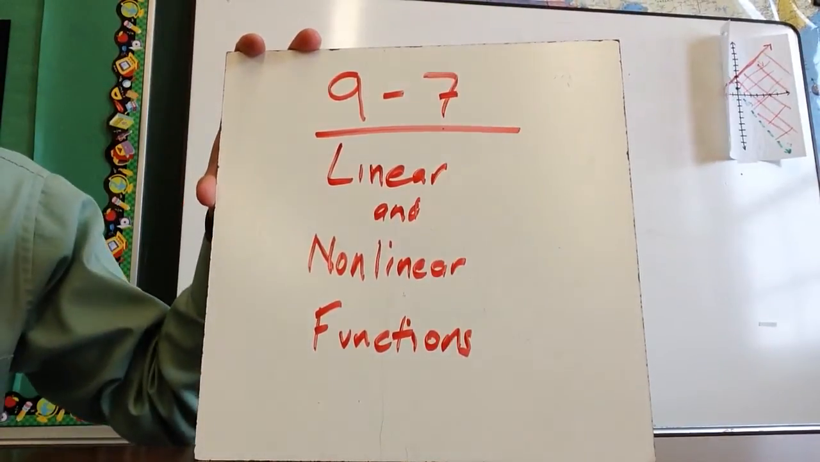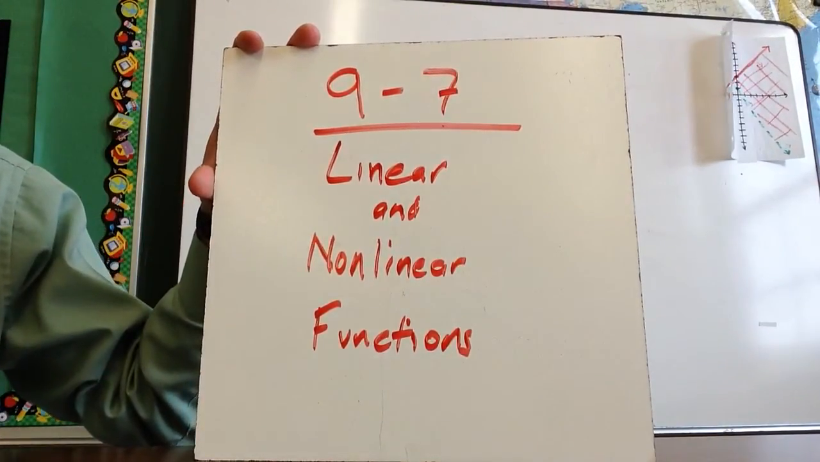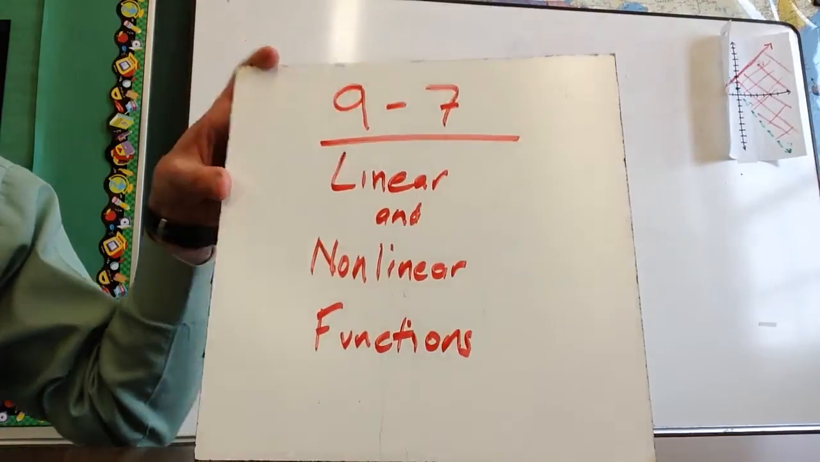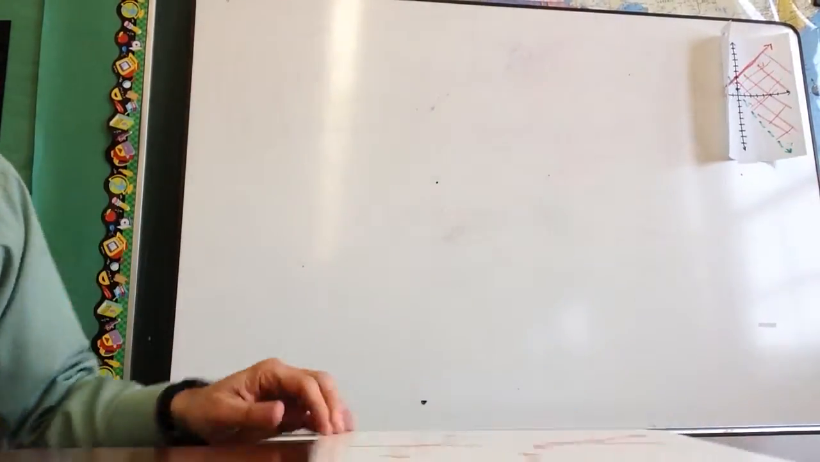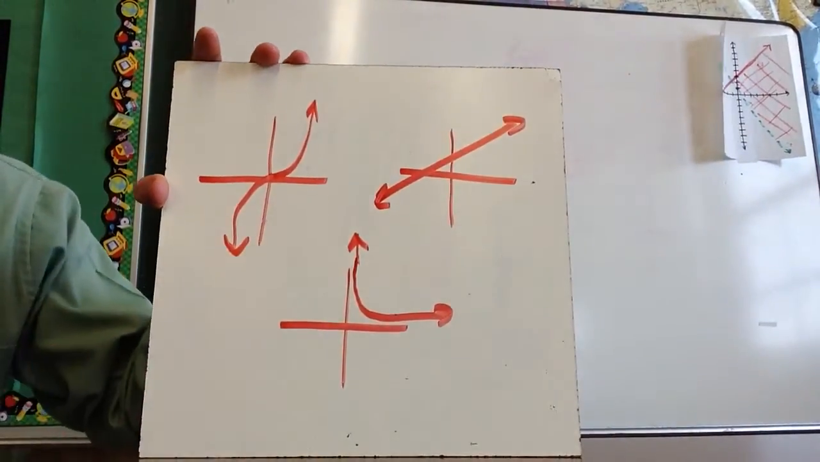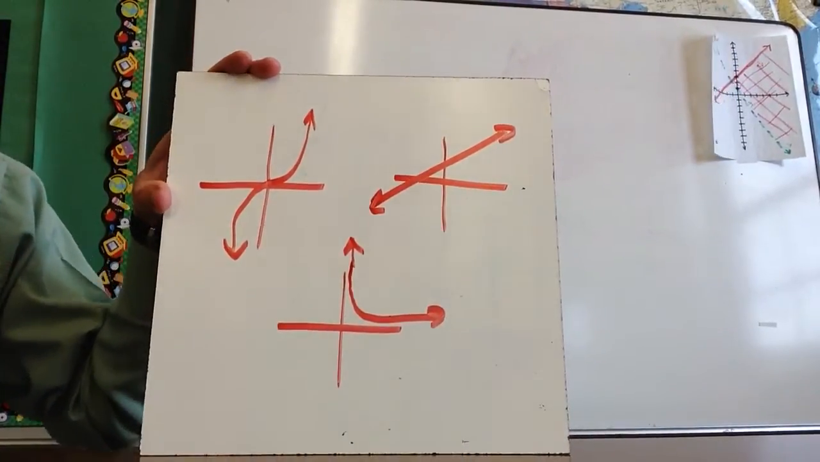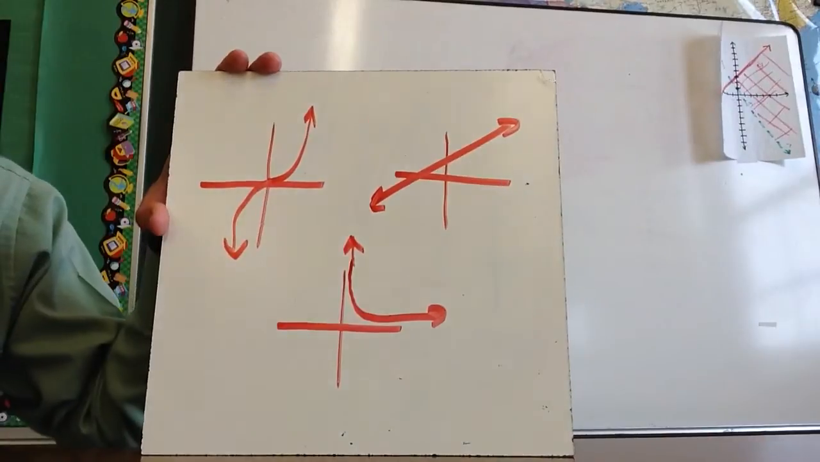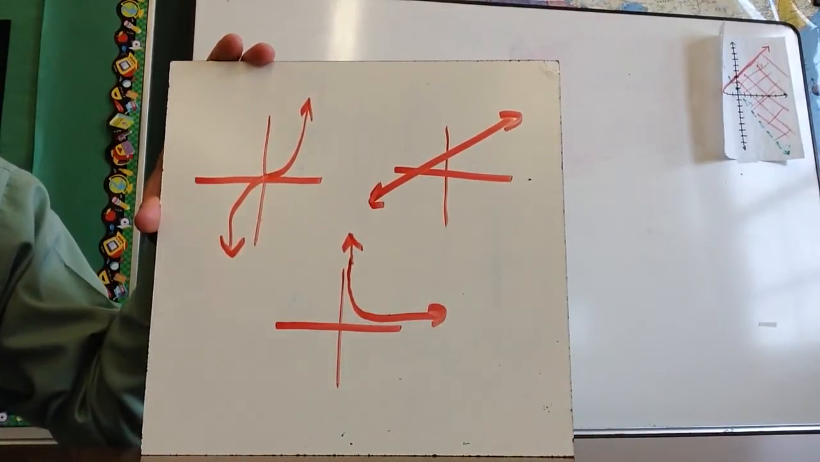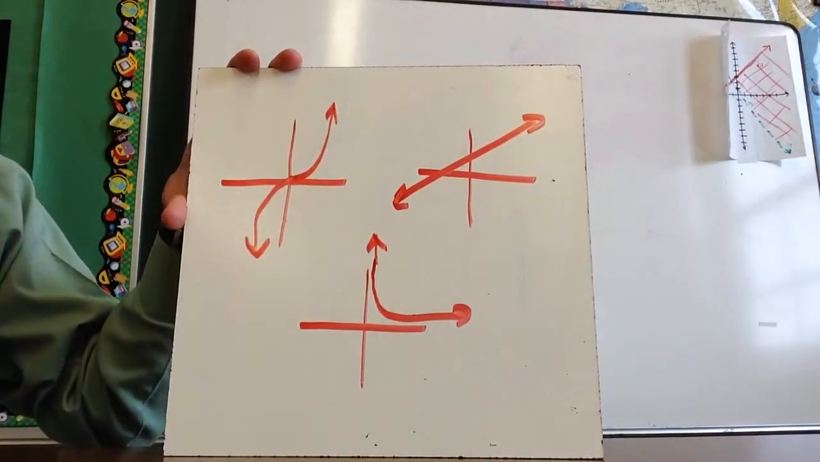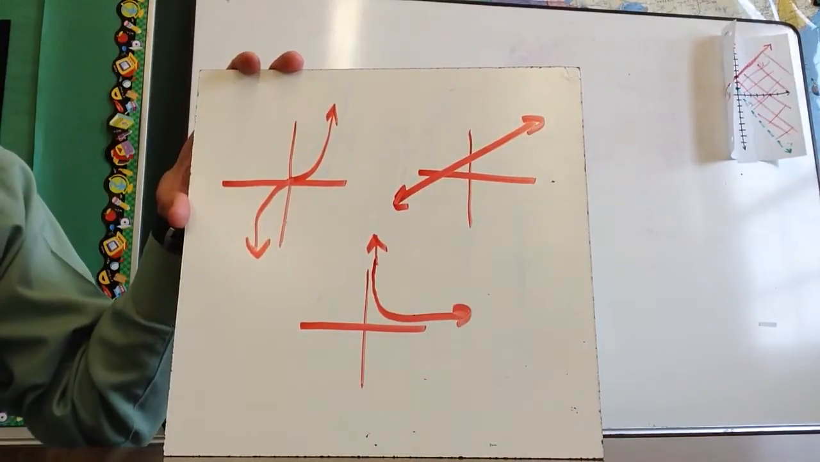This video will discuss 9-7, linear and nonlinear functions. So we're going to start by taking a look at some graphs and deciding if they are linear or nonlinear. And so the idea is this: if it is a linear function, it will create a straight line on a graph. If it is a nonlinear function, it will create something that is other than a straight line.